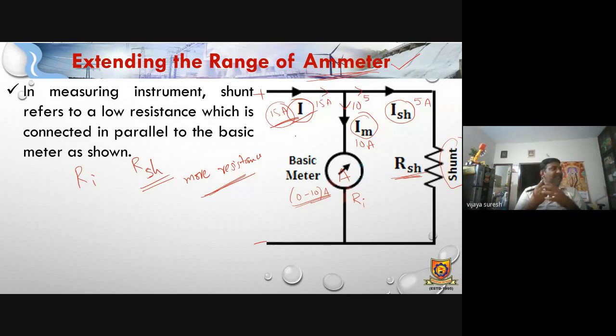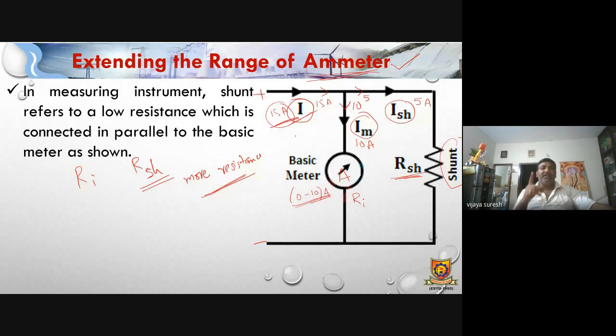Ri is less and RSH is more. If RSH is more, what will happen? Current will not enter into RSH. Current will pass through Ri. Ri is nothing but the meter, the internal resistance of the meter. Now the meter is capable of carrying only 10 amps of current. If it has less resistance, what will happen? It will allow more current. Then the meter will get damaged. Keep that in mind.